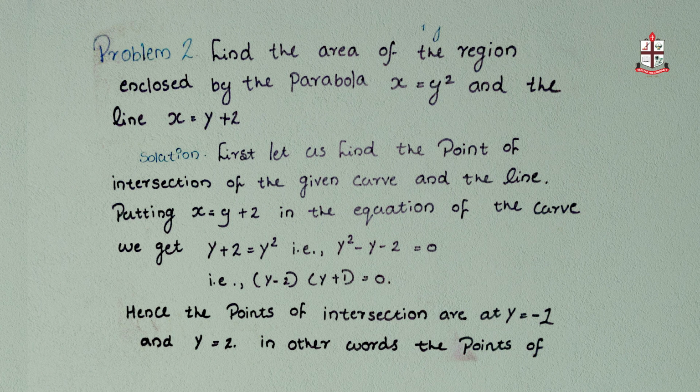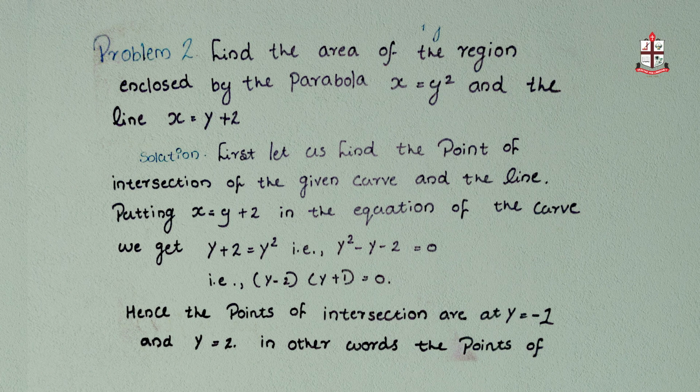Now, for the next problem, problem 2: find the area of the region which is enclosed by the parabola x equals y square and the line x equals y plus 2. For this solution, we will find the point of intersection of the curve and line as before.